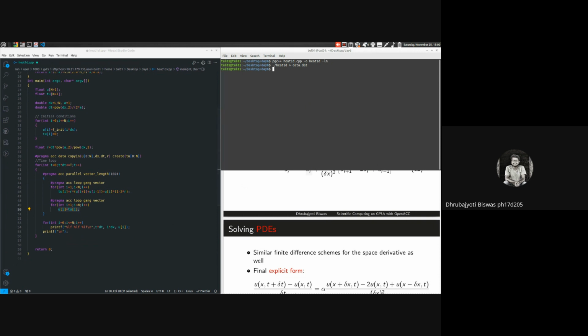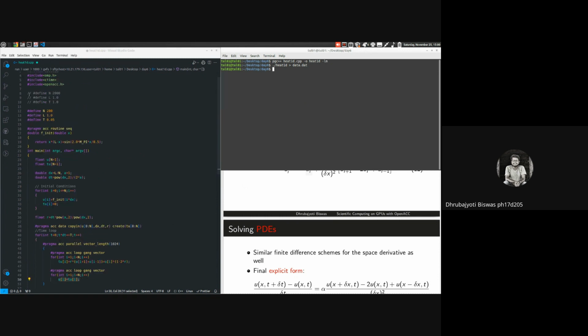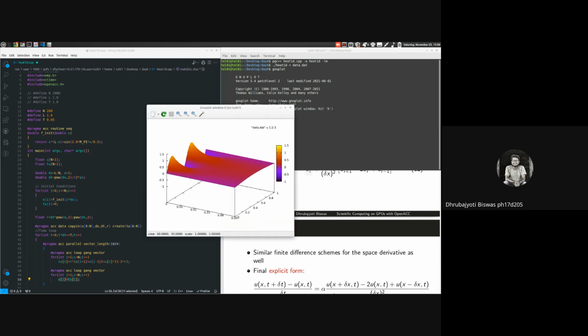See, it ran immediately, because if you take a very large value of n, this will run very slowly, which I have kept for the GPU part. But in this case, just to show you how the solution looks, I am running it on the CPU for a small value. I will now show you the plot of it. I will go into gnuplot, and let's see how it looks.